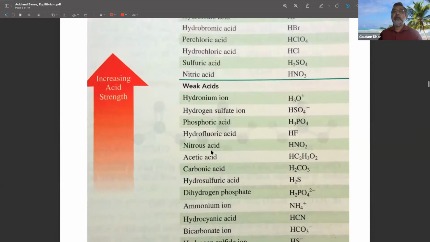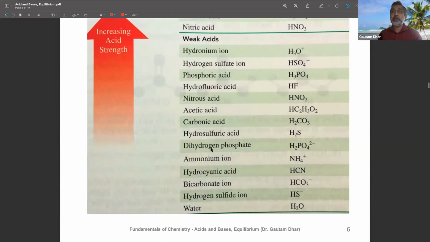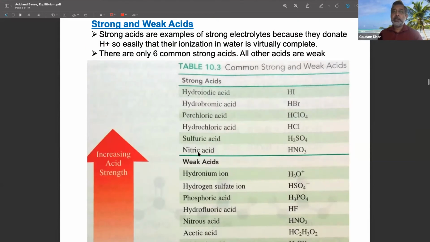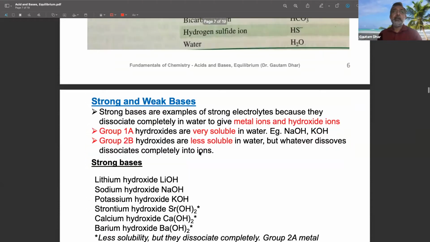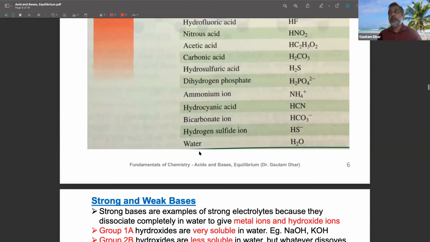Okay, so these are all the list of weak acids. You don't need to memorize them. Memorize these 6. If it doesn't fall into these 6, it is a weak acid. Now, what is a weak acid then? A weak acid is something that ionizes partially, not fully.